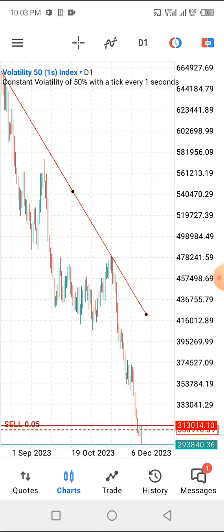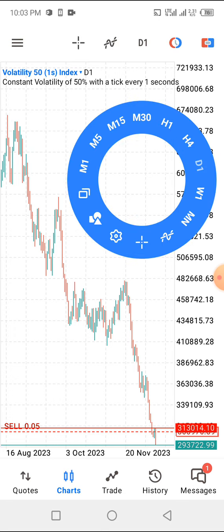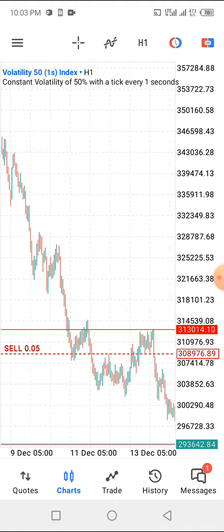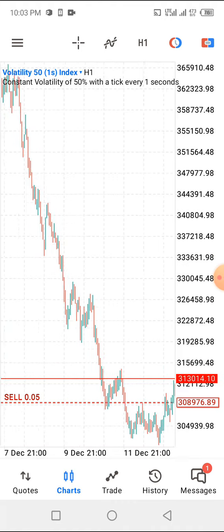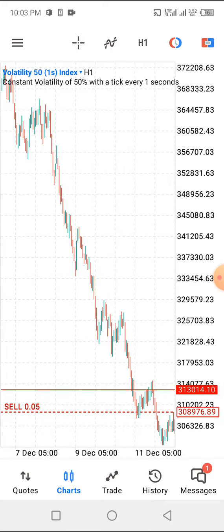So I came to a daily time frame and drew my trend line, and I noticed that this is a downtrend. So now I'm looking for an entry. So I go back to my 1 hour time frame and look for an entry. Let me make a little explanation for you, the easiest way to understand if a market is in a downtrend or an uptrend.